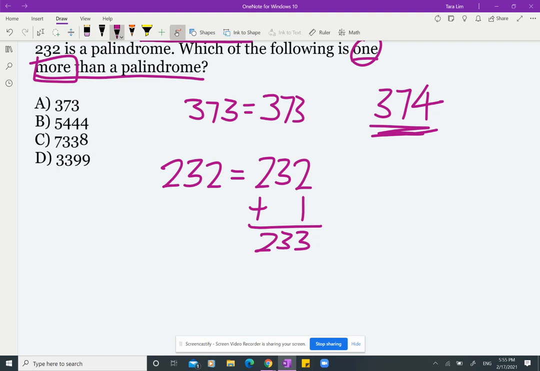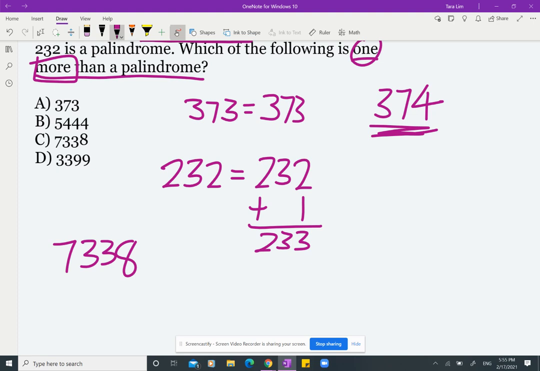So now moving on to B. B is definitely not a palindrome, so we can just ignore it. Now for C, 7338. It is not a palindrome, but it is one more than a palindrome.